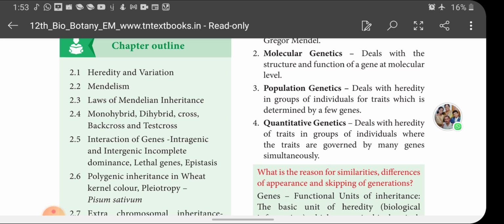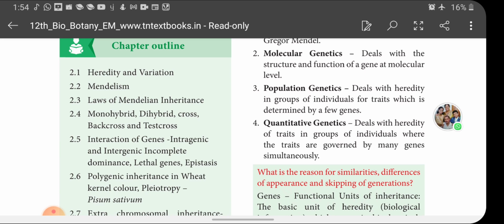I am speaking of genes. Where are they located? They are located inside the chromosomes. Where are the chromosomes located? They are located inside the nucleus. Where is the nucleus present? It is present in the center of the cell. These are the common features.